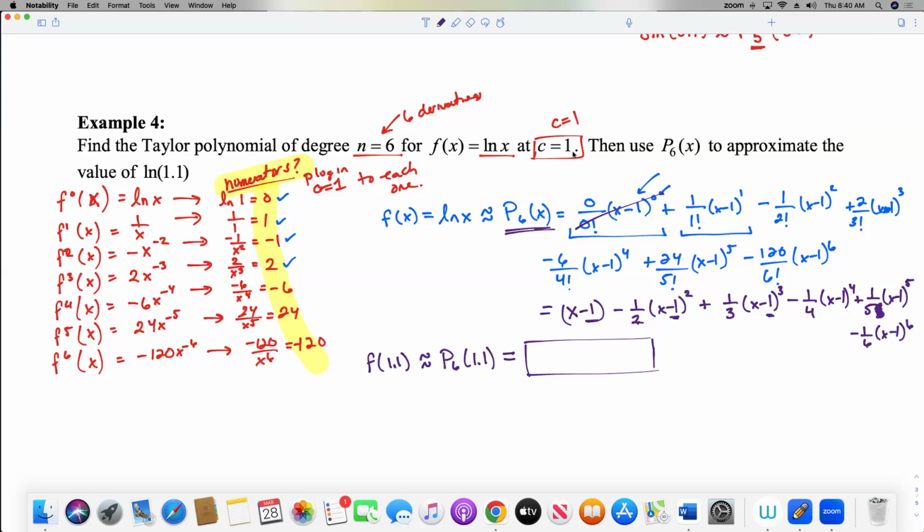Now, for ln of x, there's a reason why the center is at 1 and not at 0. You will never have a Maclaurin series for ln of x. Okay? And of course, if we were in class, you would tell me why, right? So we know that x has to be greater than 0. That is the domain, right? For ln of x, x has to be greater than 0. It cannot be equal to 0.